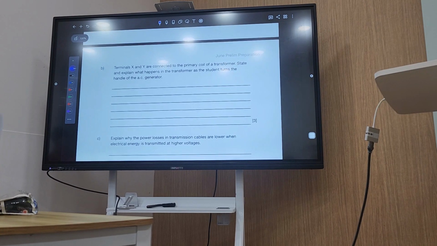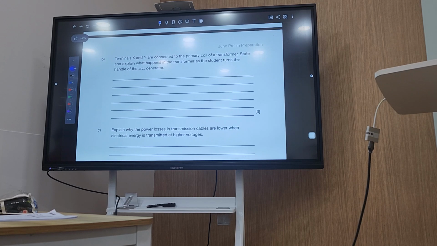As the student turns the handle of the AC generator, an alternating EMF is produced which travels through the primary coil of the transformer. Since there's now an alternating EMF and current, a magnetic field forms which causes the transformer to become an electromagnet. That is all. Then you stop.